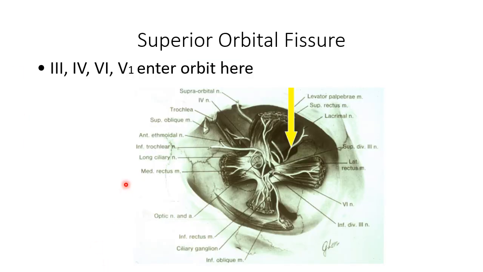Now, as these nerves approach the orbit, they enter the orbit through a hole in the sphenoid called the superior orbital fissure. And it's important to know which nerves go through the superior orbital fissure. That would be the third, the fourth, the sixth nerve, as well as V1. Note that V2 of the trigeminal nerve does not go through the superior orbital fissure. So if it's missing V2, that is the only clinical feature which distinguishes a cavernous sinus syndrome from a superior orbital fissure syndrome.